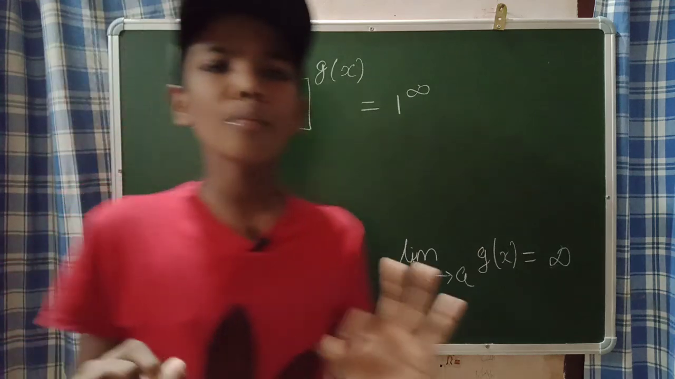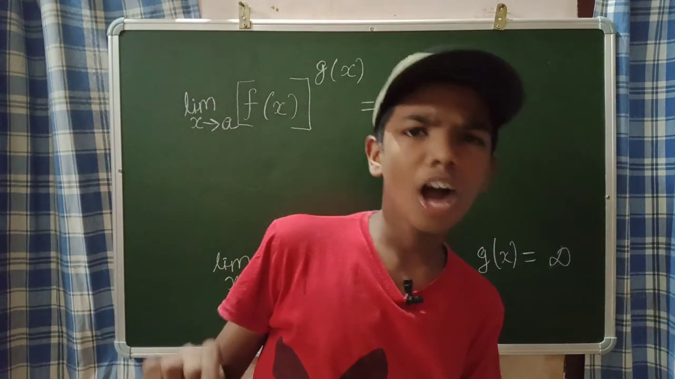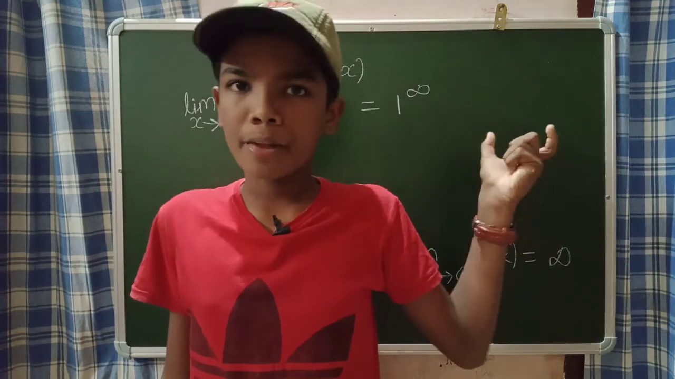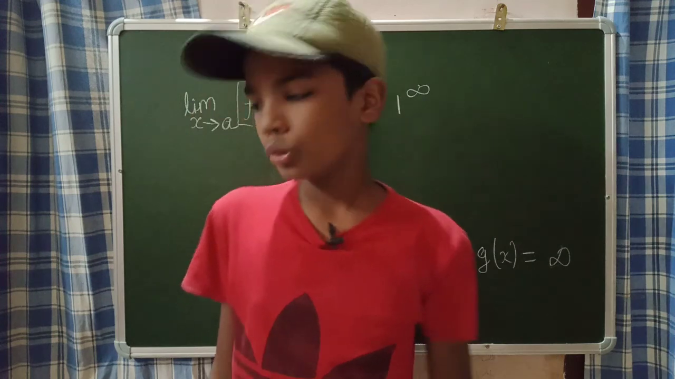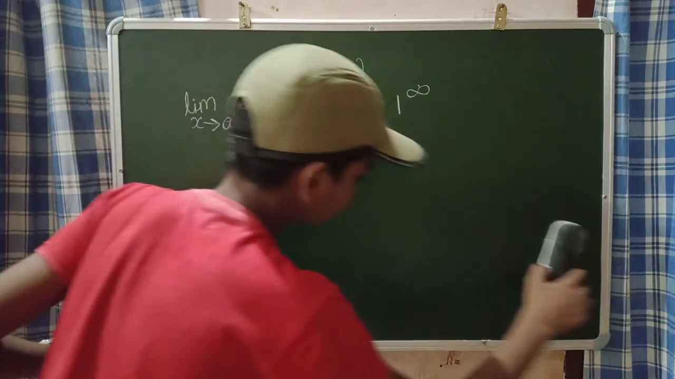Now we have seen when you will get the 1 to the power of infinity form. Now let us see how to solve this 1 to the power of infinity form and how to break this indeterminate form. So let me start to see about it, guys. Now I will rub this.